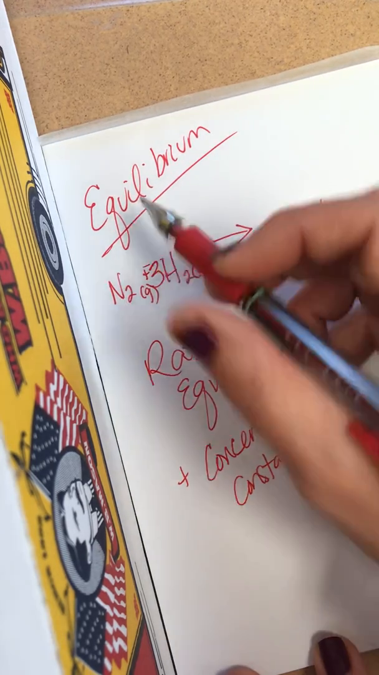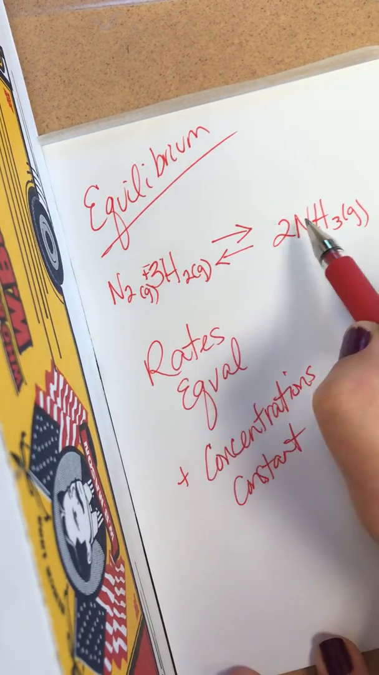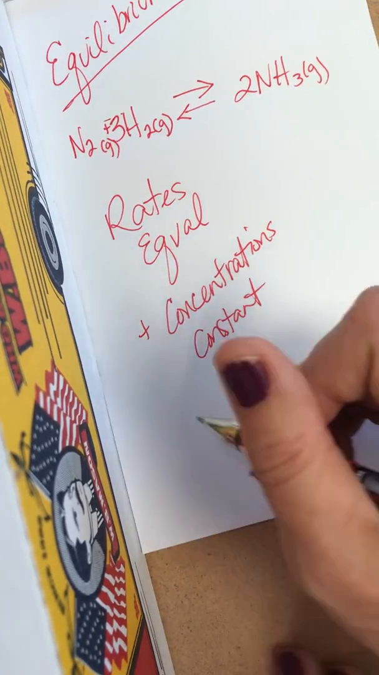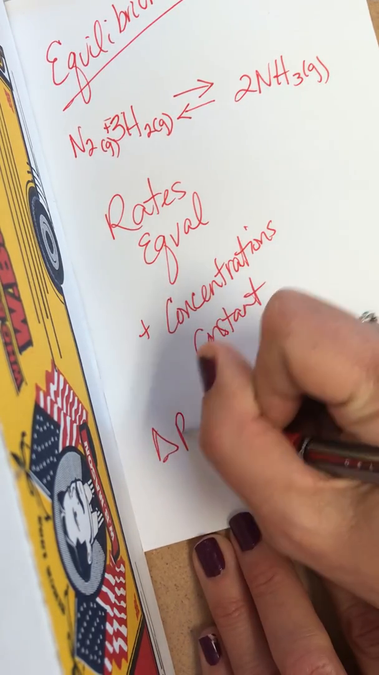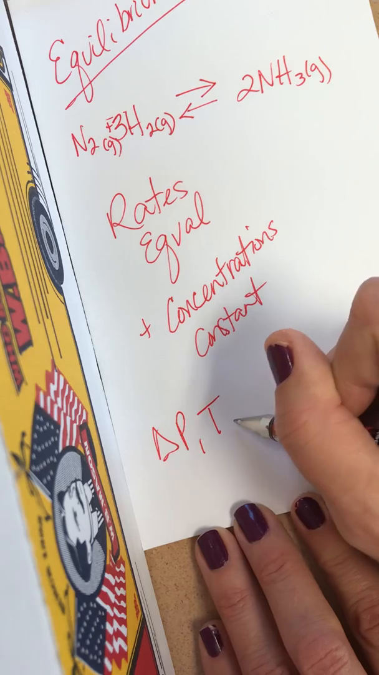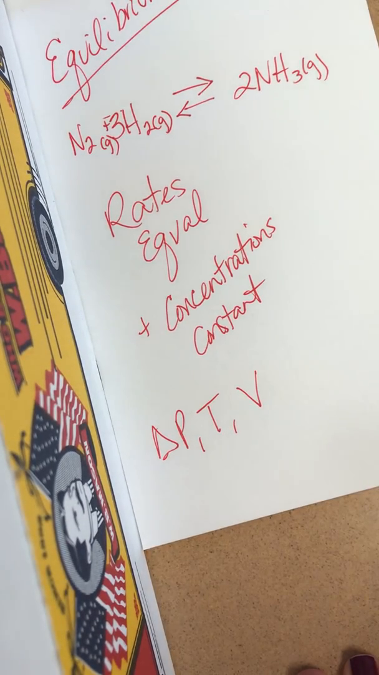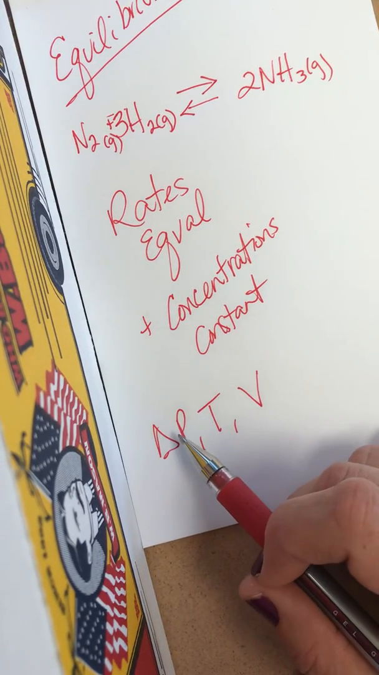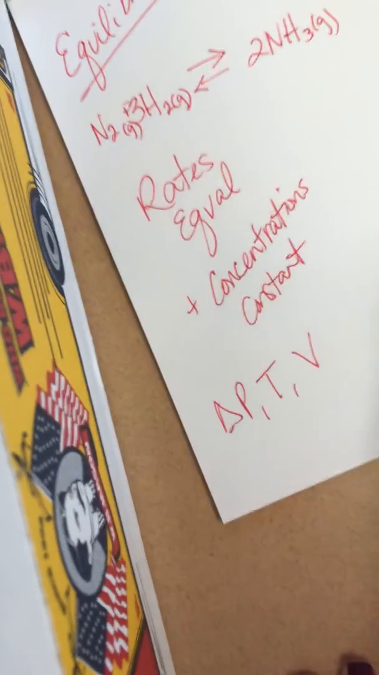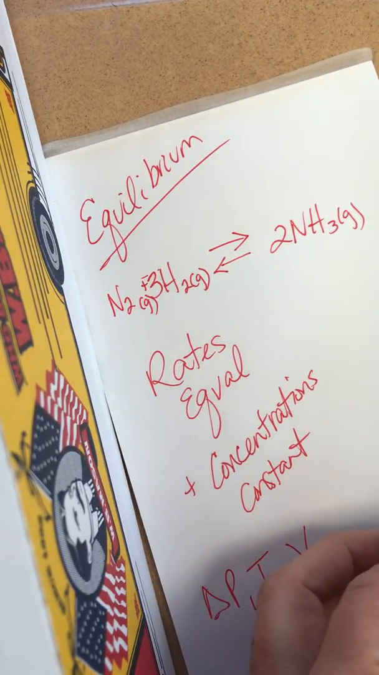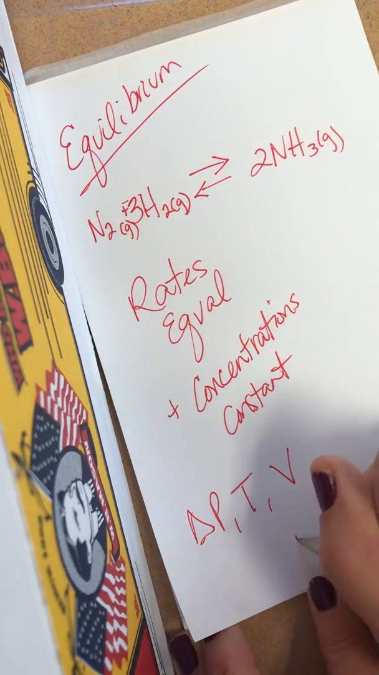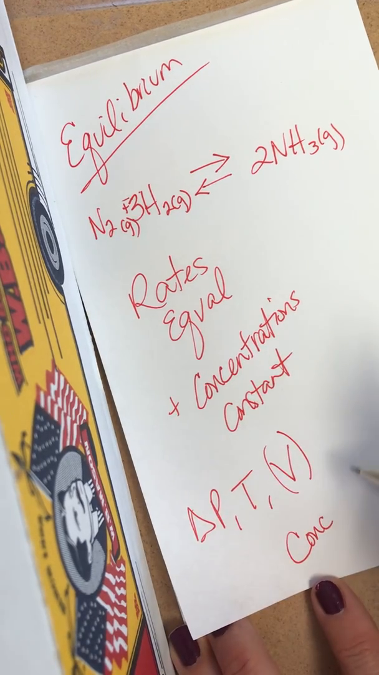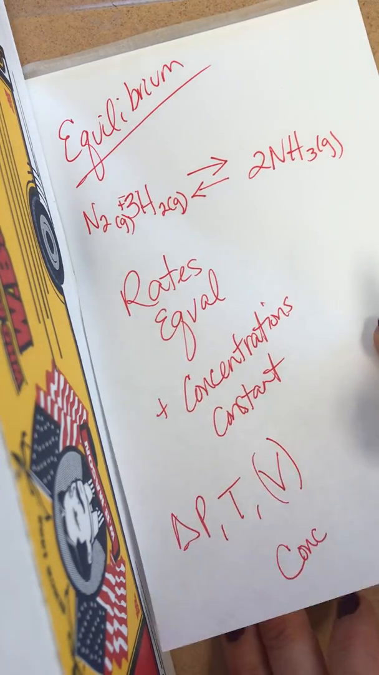All right, and rates equal means that I'm doing as much of the forward reaction as I'm doing of the reverse reaction. There are 3 ways to throw off equilibrium, and they are to change pressure, temperature, and volume. So if I change the pressure, the temperature, or the volume, I will change equilibrium. Pressure only affects gases, and temperature and volume are going to affect everything. And I can affect concentration.